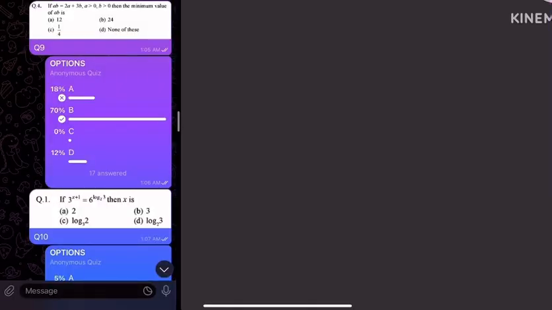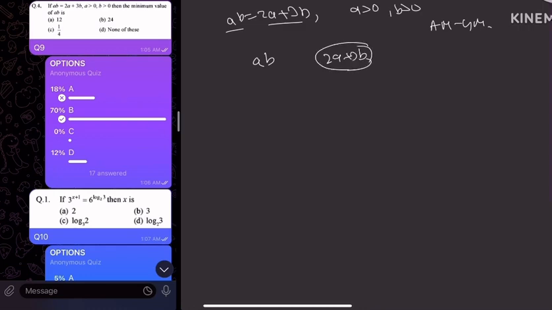Next. So coming to question number 9. AB equal to 2A plus 3B. A is greater than 0. B is greater than 0. So this is not a standard question, but a different question of AM-GM. AB is given to us as equal to 2A plus 3B. Usually the questions are such that the AB value is given or 2A plus 3B is given, and you have to find out the maximum or minimum value. In this, it has directly been given to us as equal.